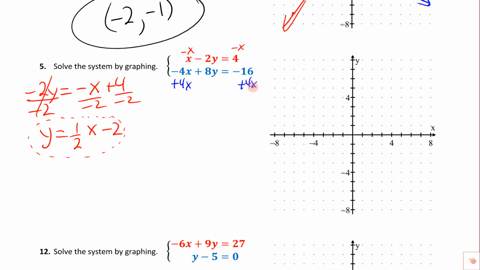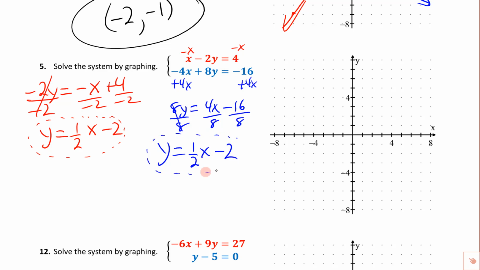All right. We're going to write down the 8y. We're going to write down the 4x and negative 16. Okay. And then we're going to go through and we're going to divide everything by 8. So we're going to be careful as we do this. We end up with a y over here. This would cancel. This would reduce to be the fraction 1/2. And then this would be a negative 2. So I'm going to go ahead and put a dotted circle around that.